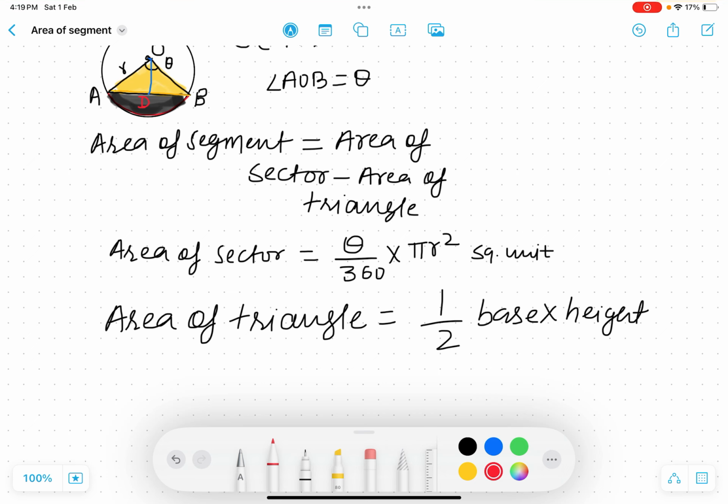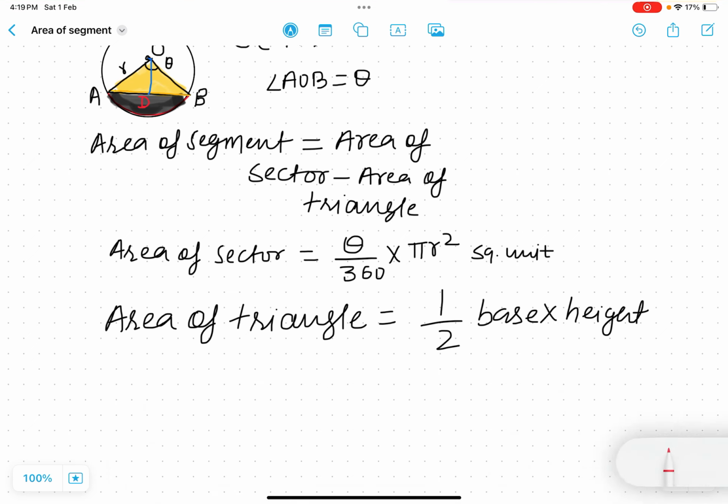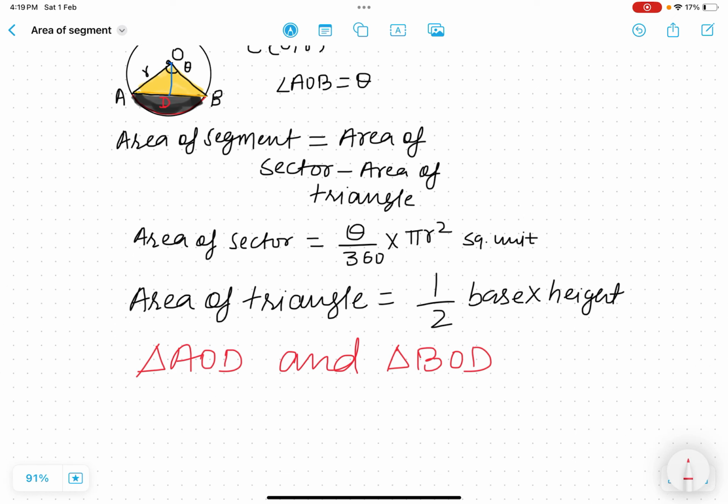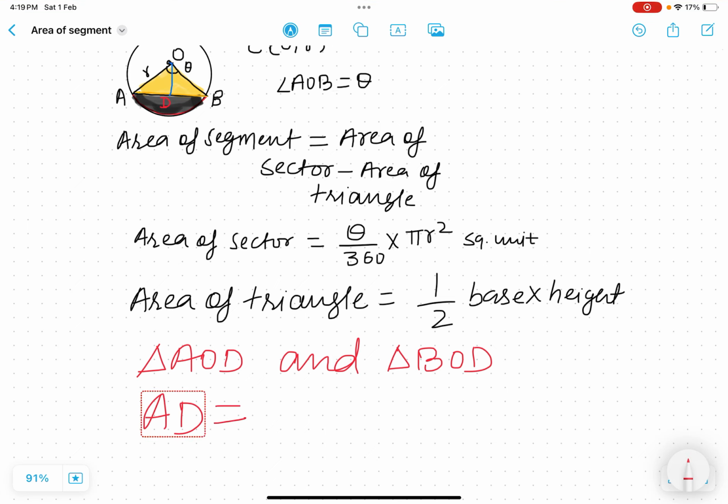Triangle AOD, and this other triangle we are getting, BOD. So let's try to prove these two triangles congruent. Shall we write AD is equal to BD? Can we write it or not?